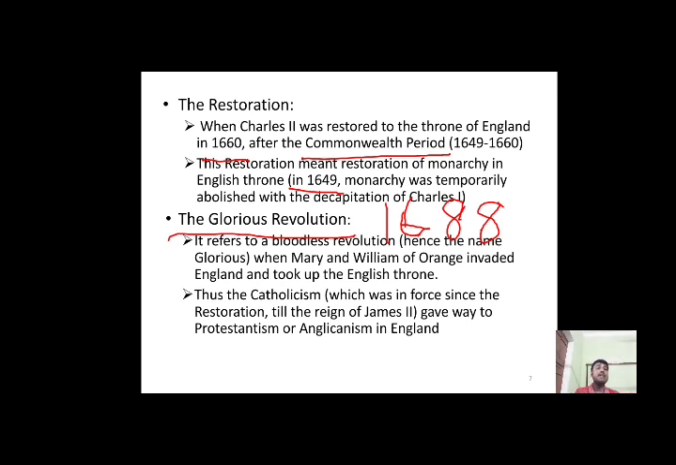Now, from 1688, we have again another kind of rule, like the rule that we had during the Commonwealth period. And this time we have a joint monarch, Mary and William of Orange. Another thing happened with this Glorious Revolution. Catholicism, which was in force since the Restoration till the reign of James II, gave way to Protestantism or Anglicanism in England. This is again very important. So, not only the monarchical rule changed, but also the faith changed. That is very important.